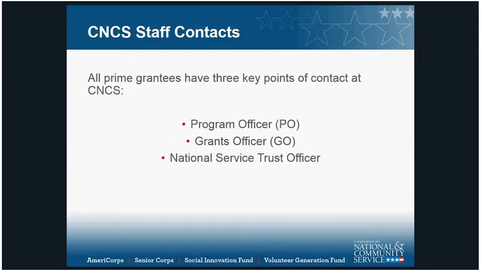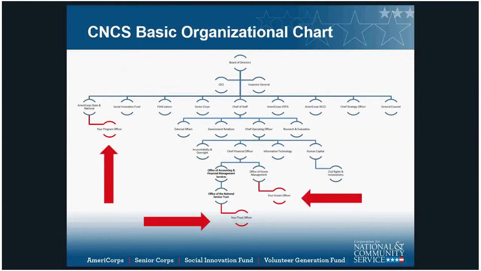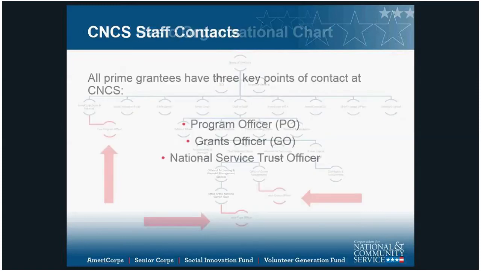So all prime grantees have 3 key points of contact at CNCS. And so this is very important to introduce to everyone. Your 3 prime contacts at CNCS will be your program officer, or PO, your grants officer, or GO, and your National Service Trust officer. So the CNCS program officer, otherwise known as your PO, will be a very important person and contact for you as you start your program and over the course of your program.